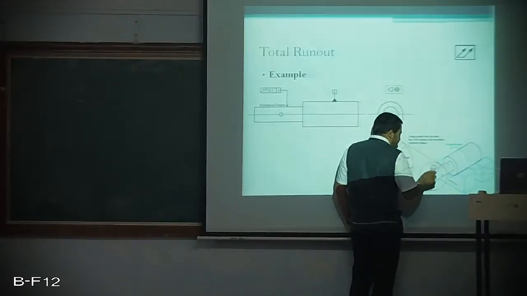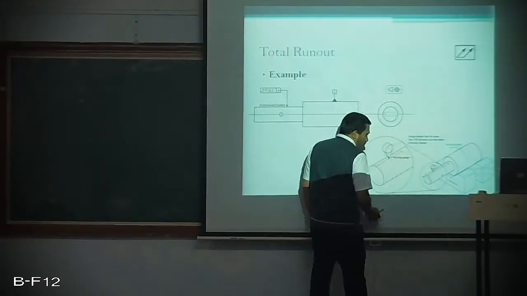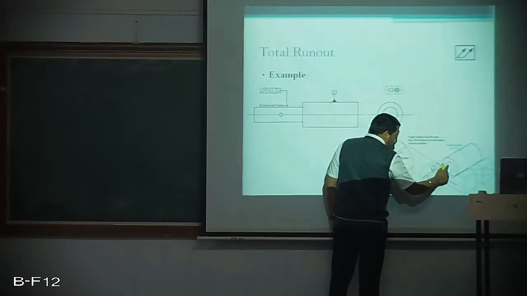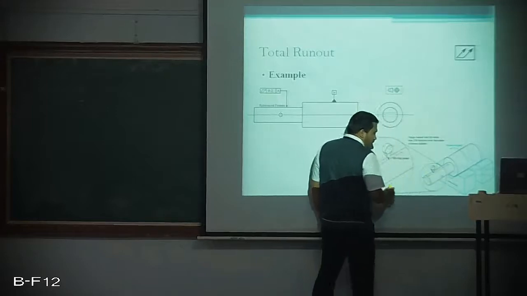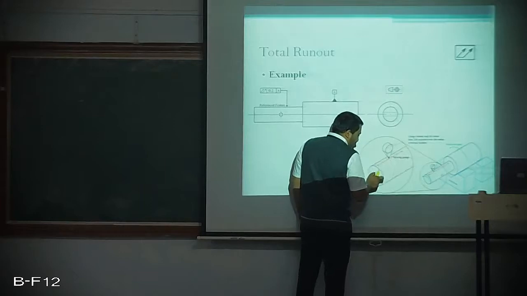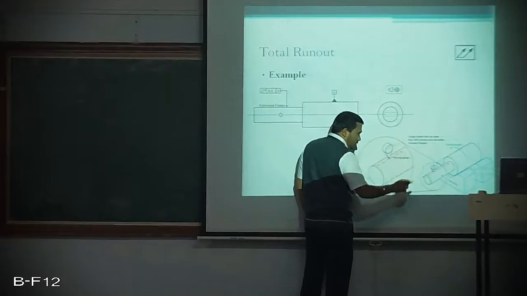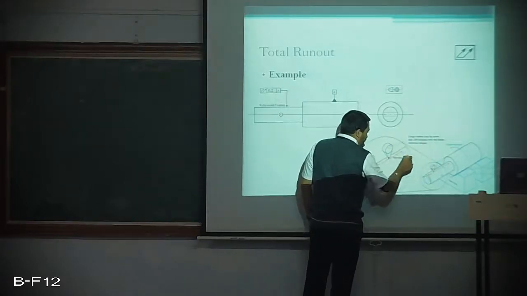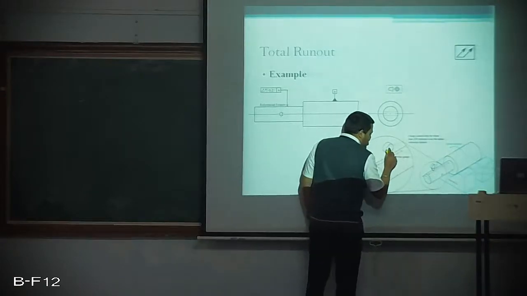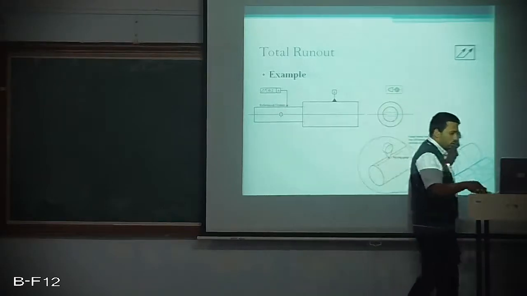Now I am not only rotating the part, I am also moving it linearly. Because of which the measured lines are this one, this one, this one. It will be like a spiral until the entire length of the step is covered. And after that, as you can see, the variation has to be well within 0.030.